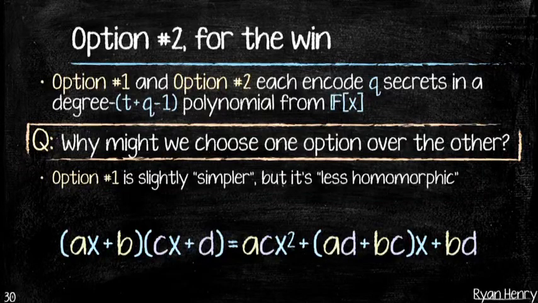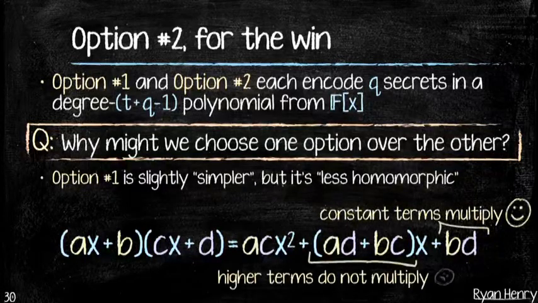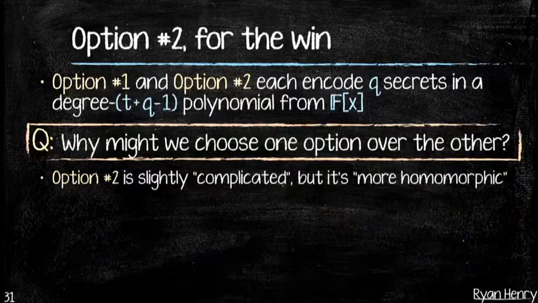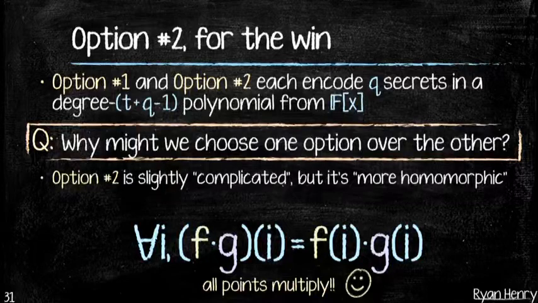When we look at the second option, though, the constant terms multiply, the higher order terms do not multiply. It's a little bit more complicated, sort of. It's actually not if you look at it the right way. They're both just linear combinations of different bases, so it's actually equivalent. But it's got a nicer homomorphic property.